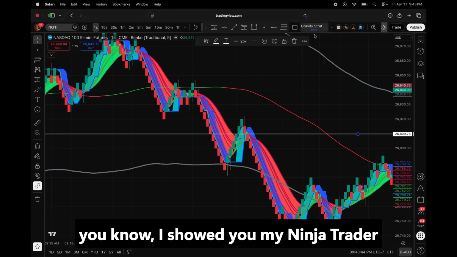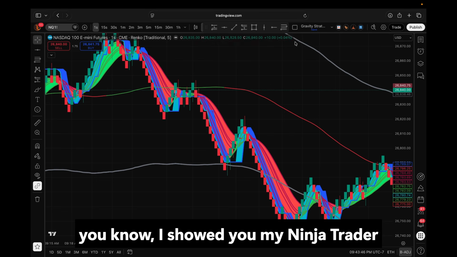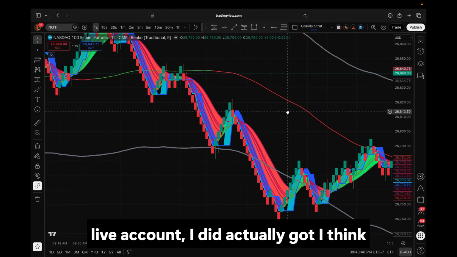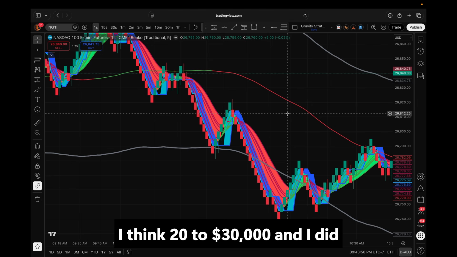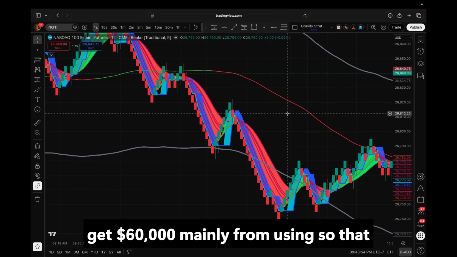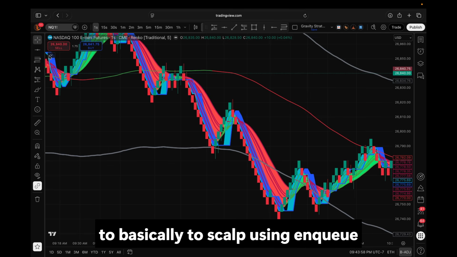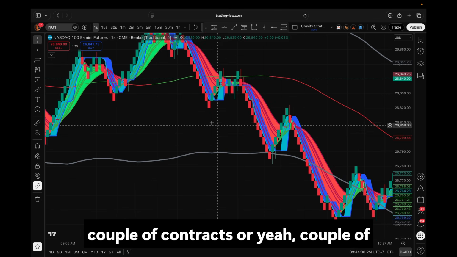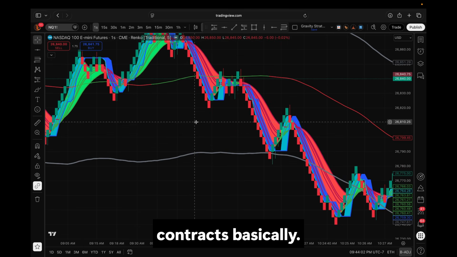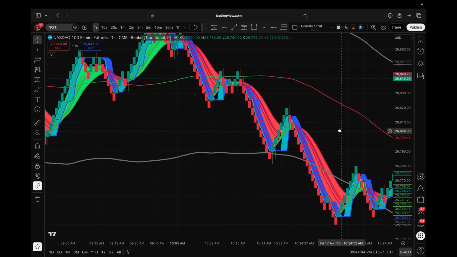And if I showed you my NinjaTrader live account, I did actually get, I think, $20,000 to $30,000. I did get $60,000 mainly from using Swift Algo X on automation. Then I was able to basically scalp using NQ, a couple contracts, basically to $90,000.